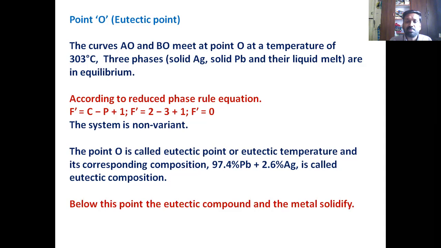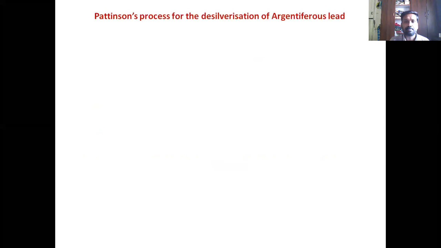Okay. So what happens below this eutectic point? Below the eutectic point, the eutectic compound and the metal solidify. What do you mean by eutectic compound? A compound with this composition is called the eutectic compound, or eutectic alloy you can call it. That means there is no liquid phase at all below 303 degrees Celsius. That's the minimum melting point. Below that, none of the compositions melt. They are always solids. Okay.